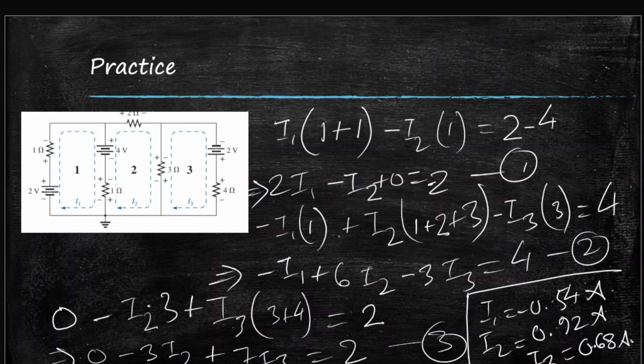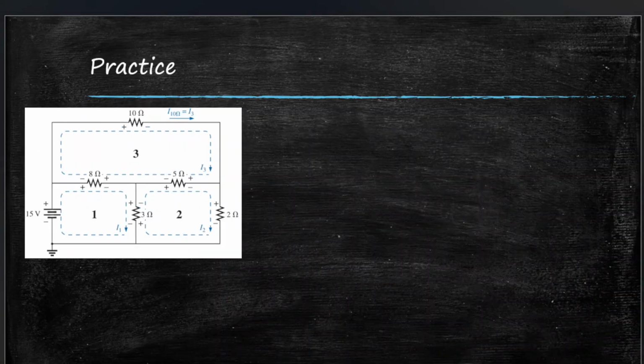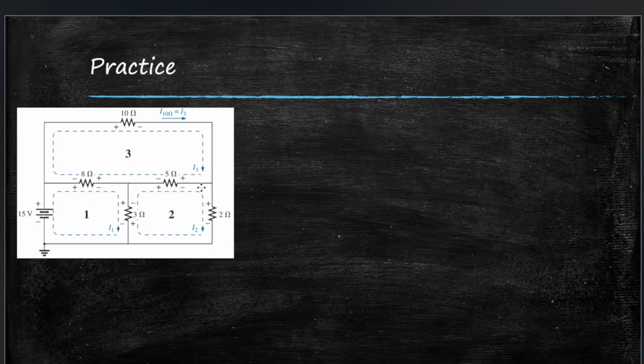Now we have one last practice question. Okay, now it's again 3 loops, but in a little different orientation. No worries, it's all easy. Engineering is easy with black coffee. Now step 1 and step 2 is done. Loop currents assigned, polarities assigned.